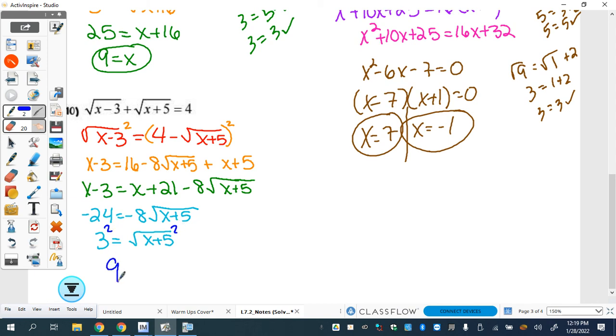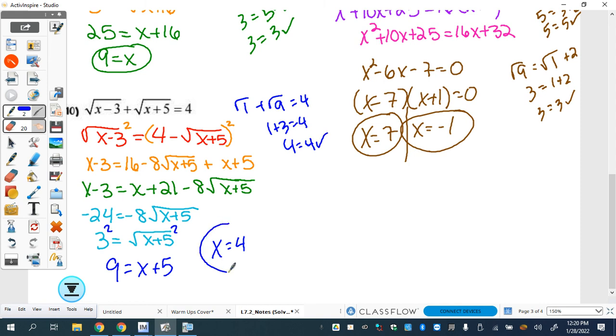So I square, subtract my 5, and I get x equals 4. Which, let's see here. 4 minus 3 is 1. Bless you. And yes, that's going to check out. That's going to be our final answer there.